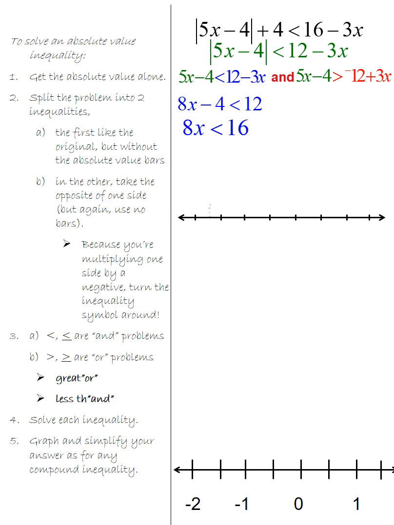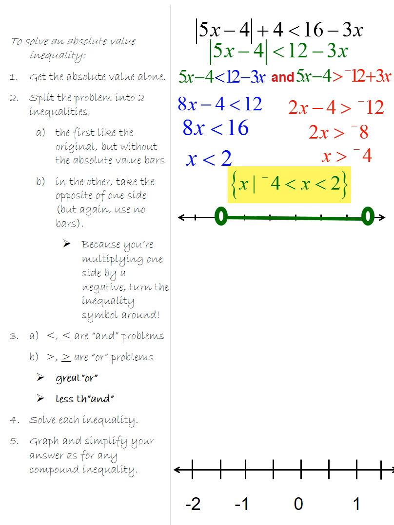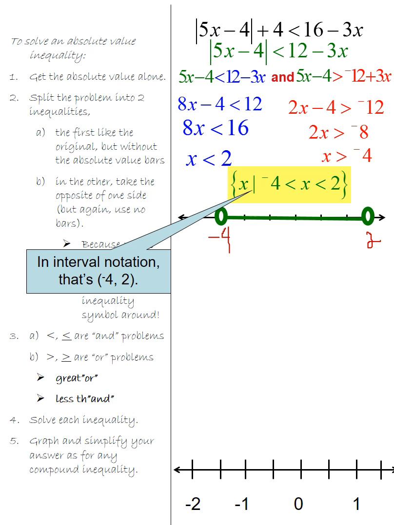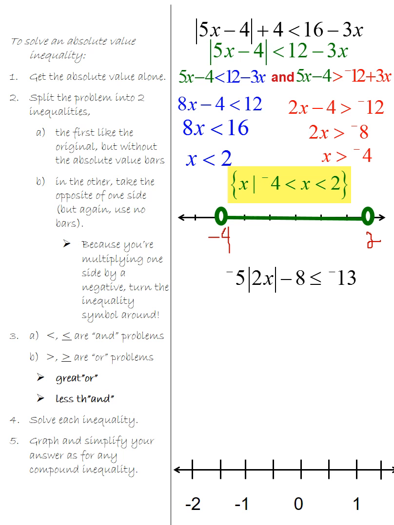We go ahead and solve both of those inequalities, and we get x is less than 2 and x is greater than negative 4. So if our 2 is here and our negative 4 is right here, then we know that those values are in the middle. So our interval notation would be from negative 4 to 2. Now we got to be careful with inequalities.